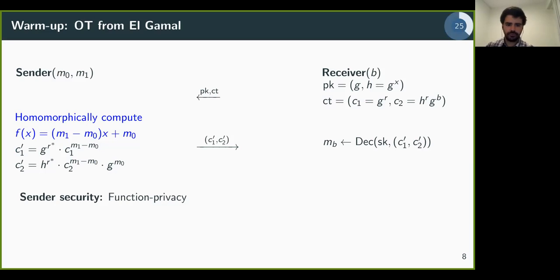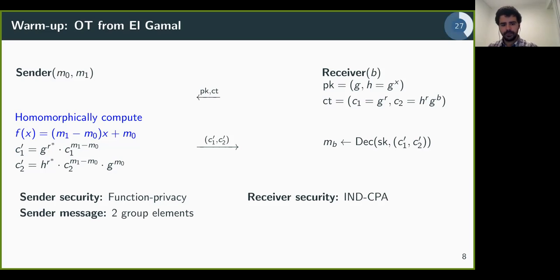So sender security follows from the function privacy of the scheme, given by this randomizing term R star, and receiver security follows from the IND-CPA security of Elgamal. In terms of communication, the sender sends 2 group elements for a single OT execution, and the receiver sends 4 group elements. So we're very far away from optimal rate.